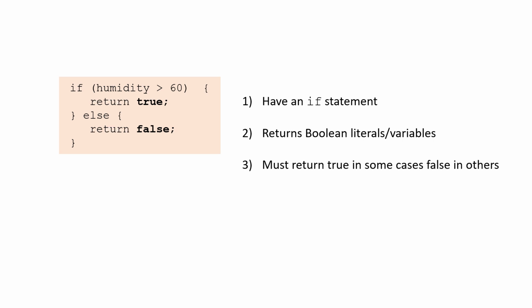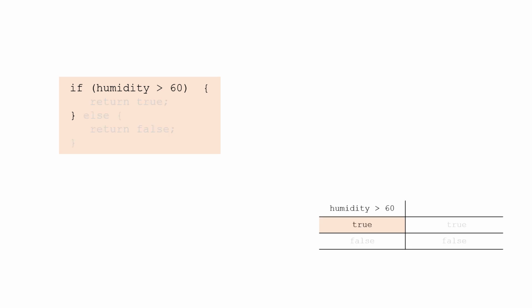And the last condition is that the if statement must return true in some cases and false in other cases. So if you have an if statement that only returns true and there's no return false, then we cannot apply this rule. So let's walk through the execution of this code and see how the program executes.